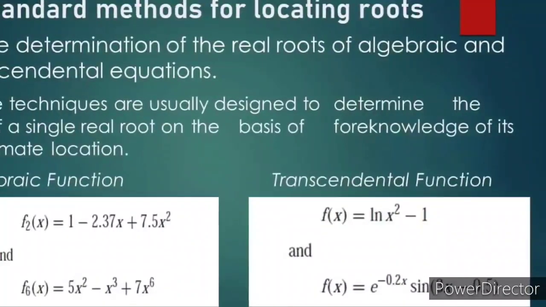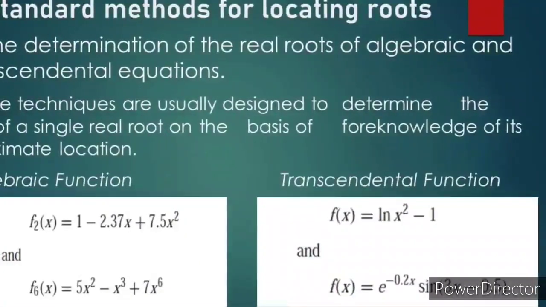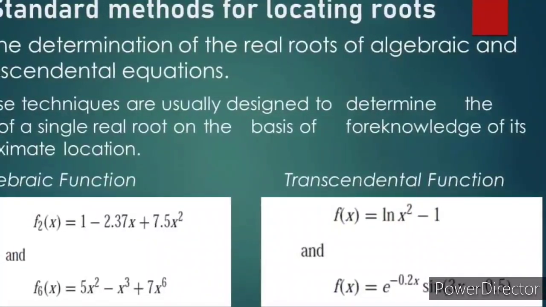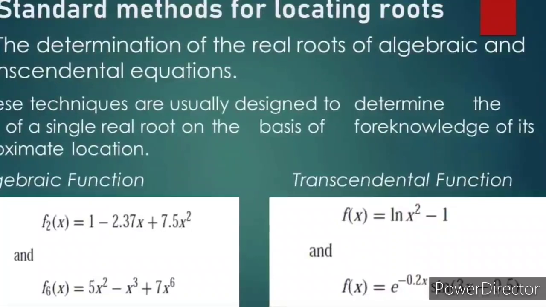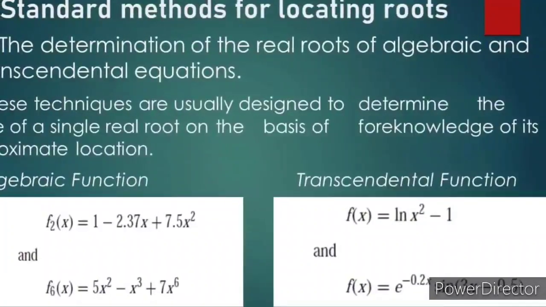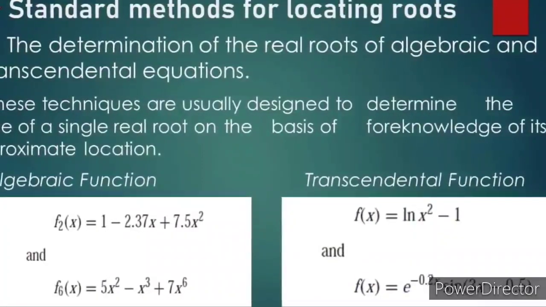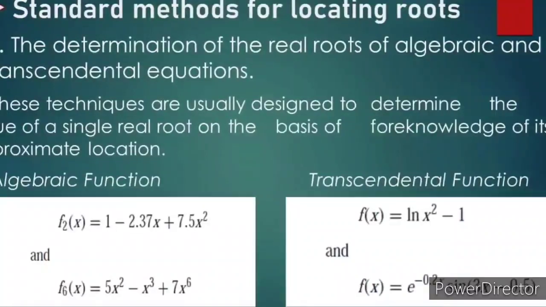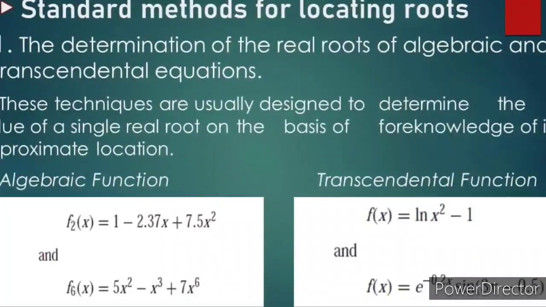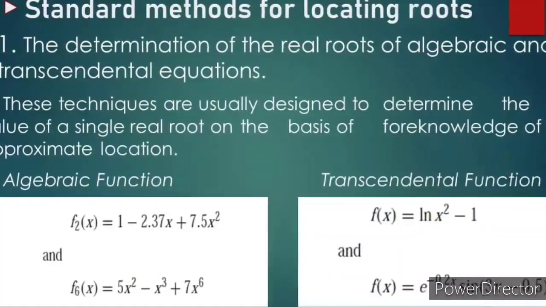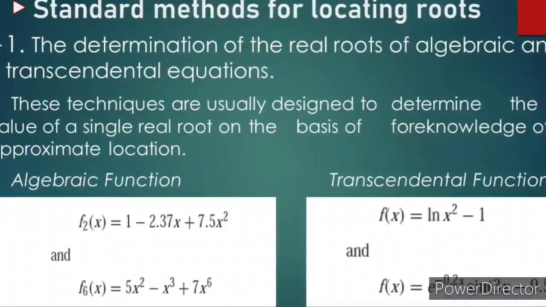Standard methods for locating roots: the determination of the real roots of algebraic and transcendental equations. These techniques are usually designed to determine the value of a single real root on the basis of foreknowledge of its approximate location. For algebraic functions, f2(x) = 1 - 2.37x + 7.2x², and f6(x) = 5x² - x³ + 7x⁶. And for transcendental functions, f(x) = ln(x² - 1), and f(x) = e^(-0.2x) sin(3x - 0.5).